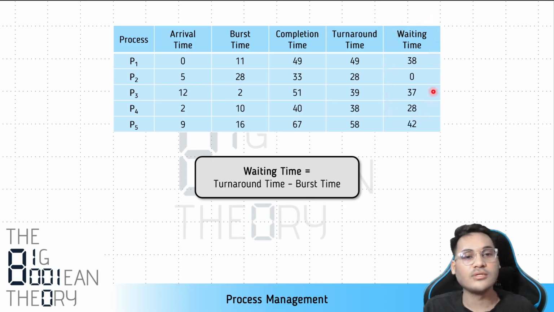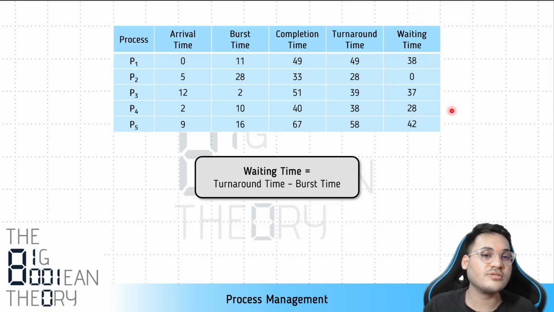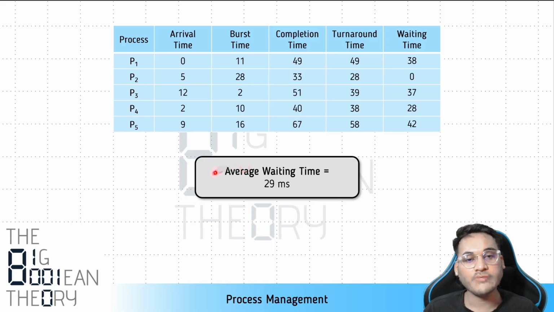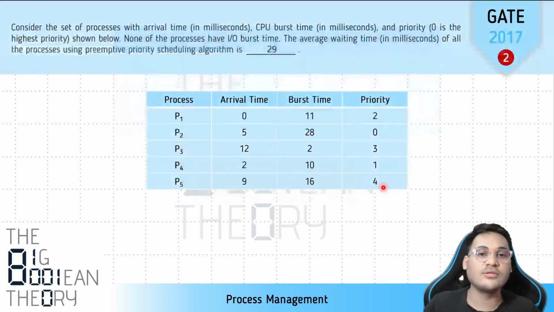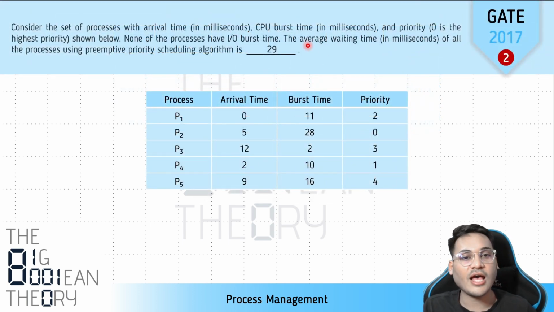So now, since we have the waiting time for all the processes, we can take the average, and the average waiting time comes out to be 29 milliseconds. So we have to report the answer in milliseconds. So this is the solution to this question. That is, the average waiting time is 29 milliseconds when we use a preemptive priority scheduling algorithm for this set of processes, right?